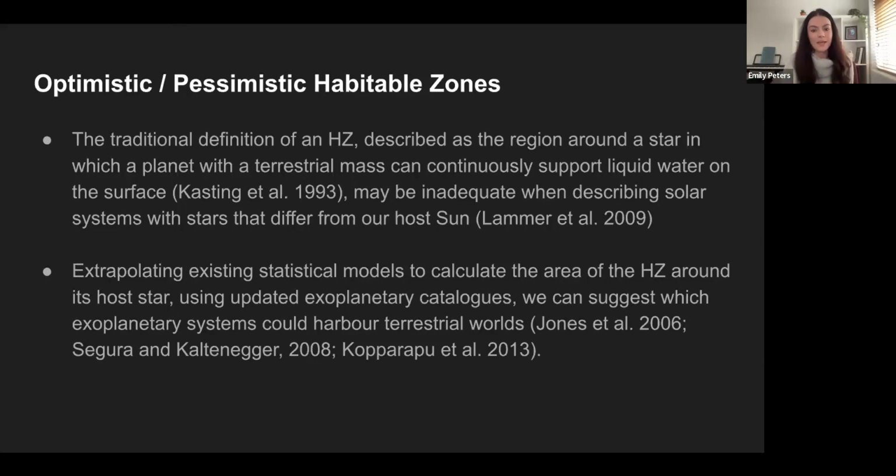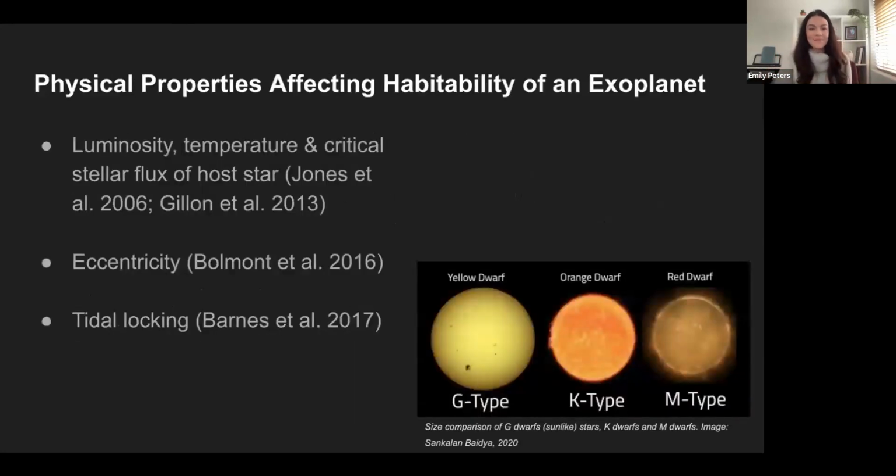But from this, we can extrapolate the statistical models that we have that calculate the habitable zone around a solar system such as our own, and apply that to other targets in the exoplanet catalogues, and maybe just suggest which systems could harbour terrestrial worlds, and suggest where the inner and outer boundaries of those HZ zones would lie. So that's what this study was aiming to do. But we are largely ignoring all important chemical factors, things like H2O, which is popularly considered to be necessary for life.